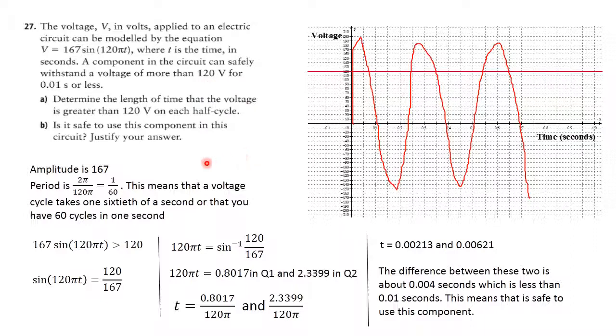The question asks, is it safe for this component in the circuit? The answer to that question is yes, because it's only above 120 for 0.004 seconds, which is less than 0.01 seconds. So that means that we're safe. Let's go on to the next question.